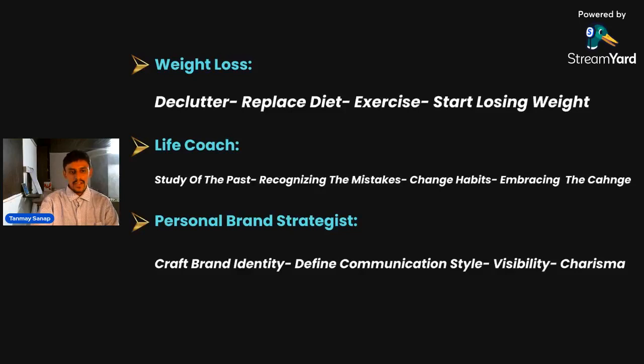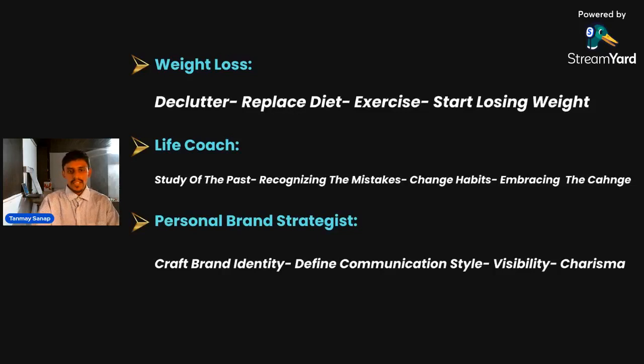So personal brand strategies. Crafting the brand identity is the first step. They have to craft the identity, whom to target and who the ideal customer is. All the subtopics are under this. Define communication style is their brand style, and all of that is under this. Visibility is something you have to work on if you want to become a brand. So all the practices of your ideal customers related to visibility are under this. And then charisma is the end, where you keep your brand personality and personal brand. So this is what you need to know about personal brand strategies.